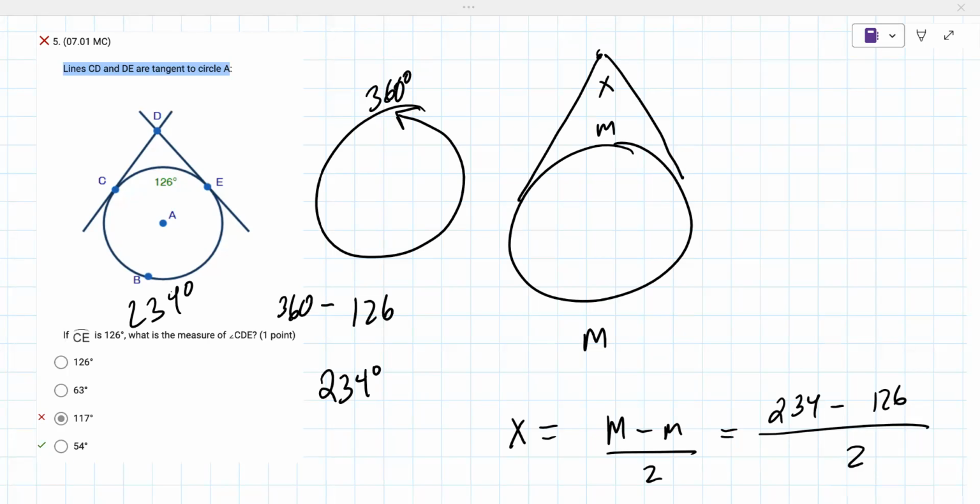I got 54. Okay, so that appears to be the correct answer.